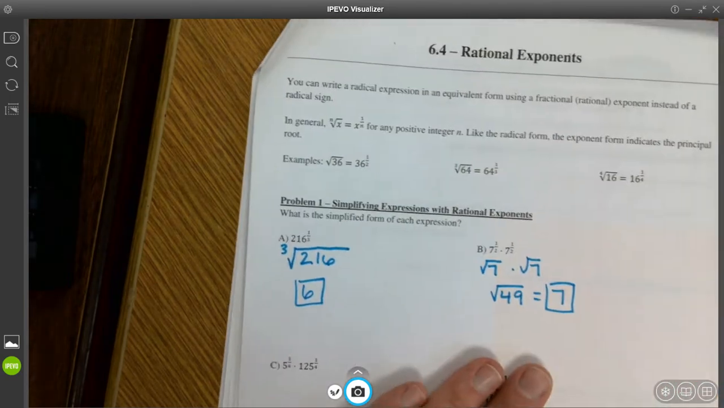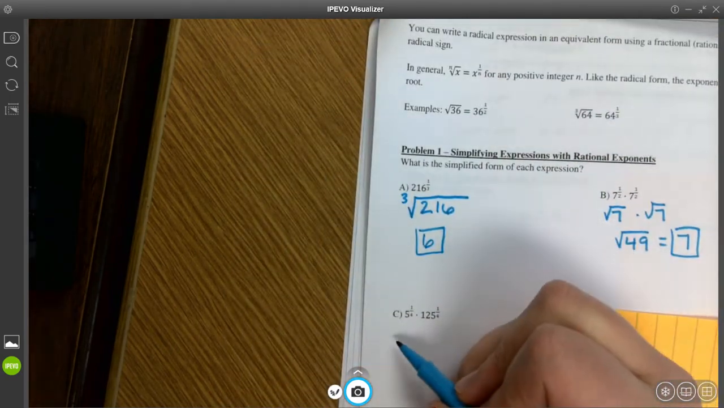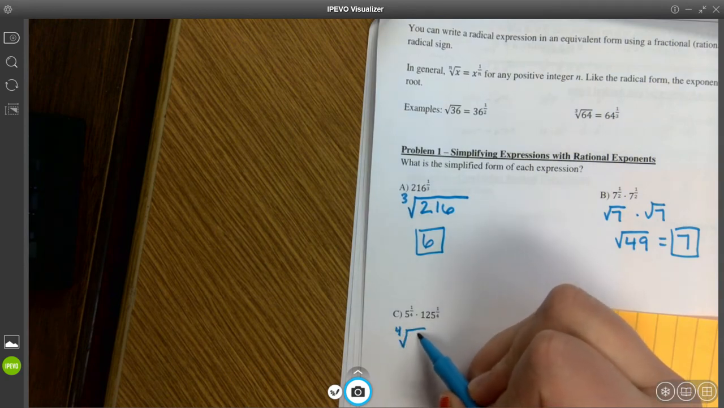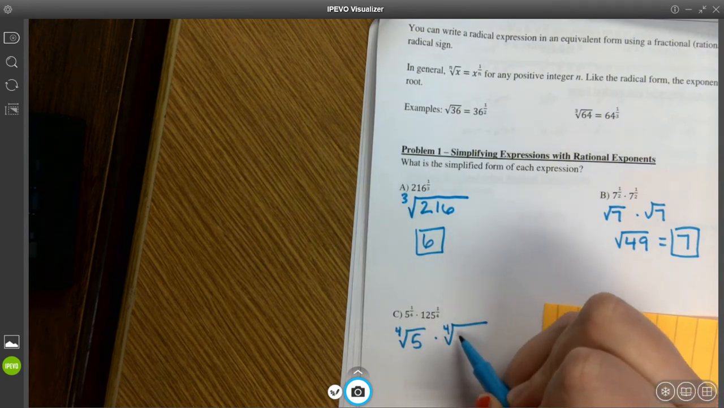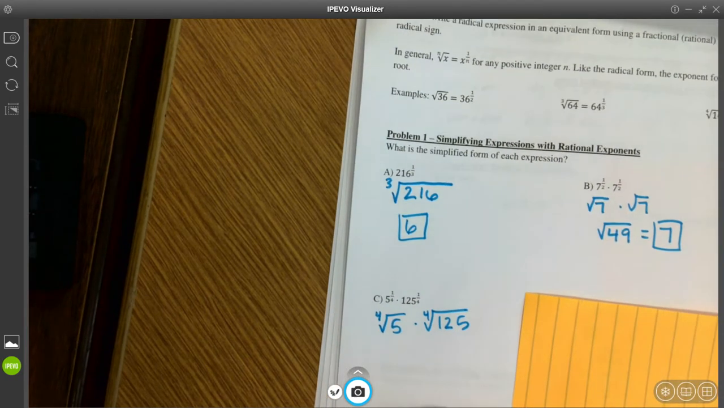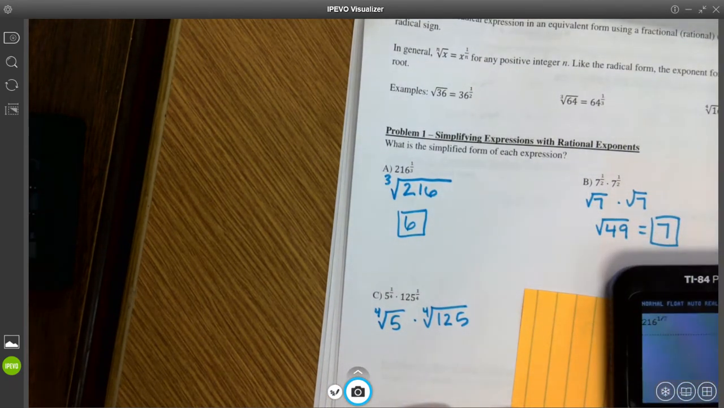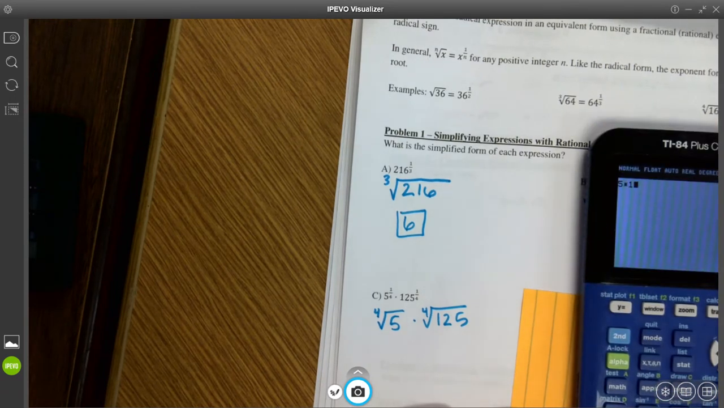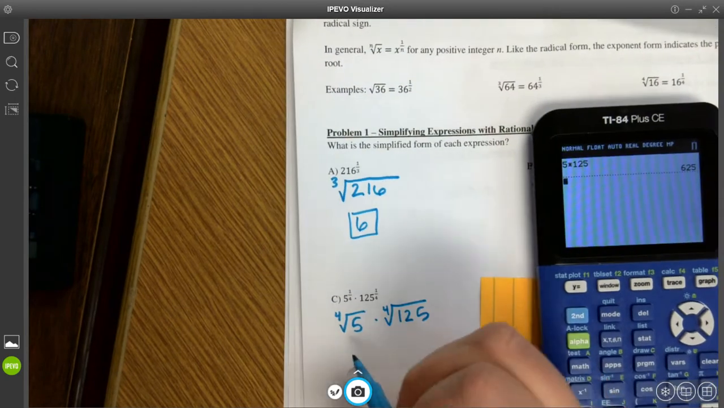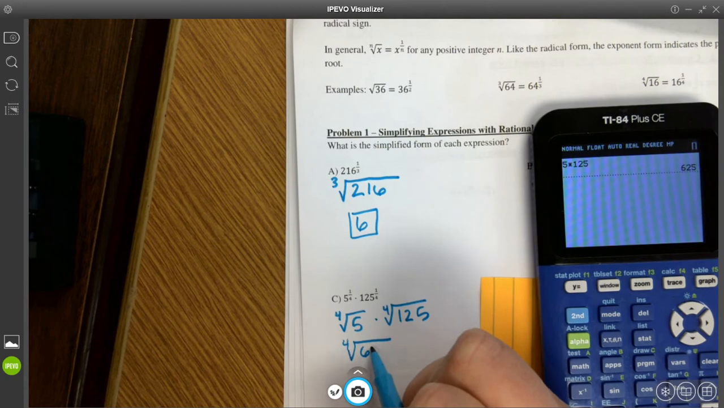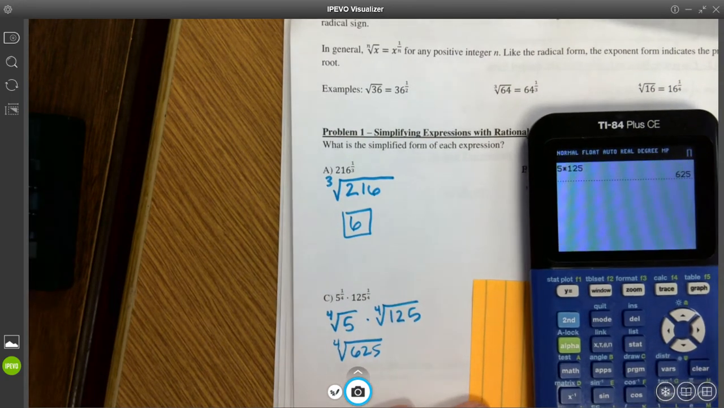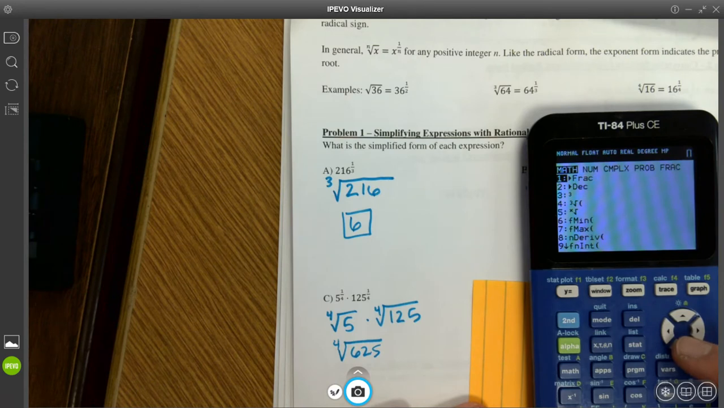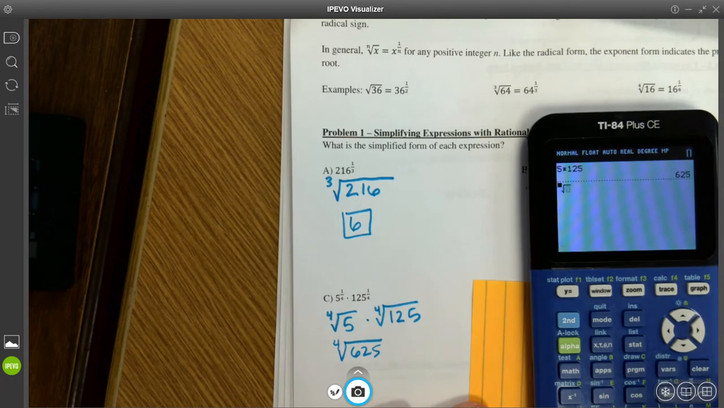Here, we have the fourth root of 5 times the fourth root of 125. Now, you could also just put this in your calculator. 5 times 125 gives me 625. So I'm looking at the fourth root of 625. You might have to do the math, fourth root, 625 is just 5.